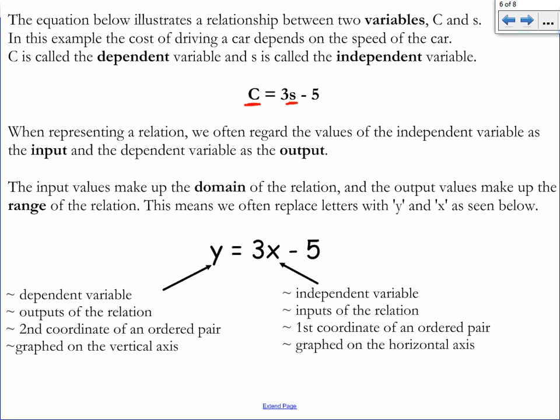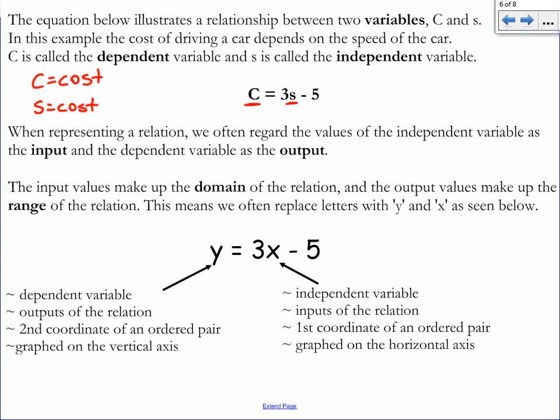When you have something set up like this, the variable that's off on the left is called the dependent variable, and S is called the independent variable. Because if you change S, so maybe S was 1, that's going to have a major effect on C. So we call S the independent and C the dependent.